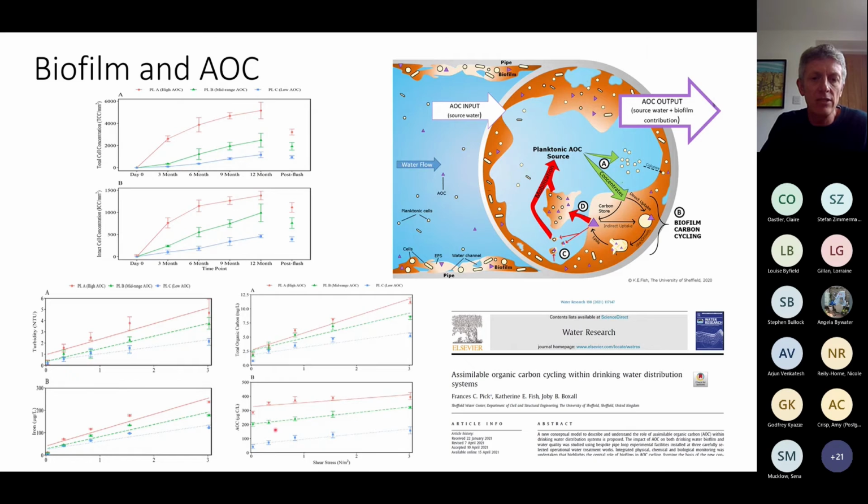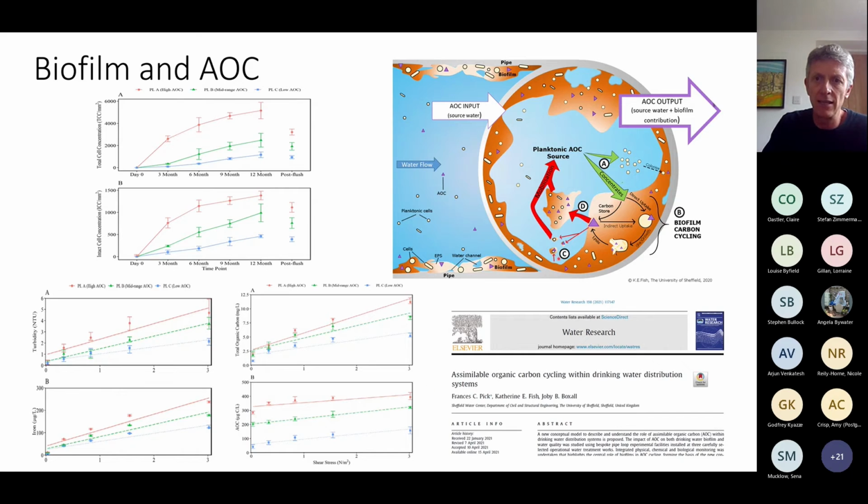Interesting, when we looked at the AOC released when we flushed these systems, they were started at different levels, but actually released the same amounts. The gradient of these three lines are much more the same. So the AOC incorporated within the AOC was fairly constant, which again supported our idea of much more complex AOC cycling by the biofilms.